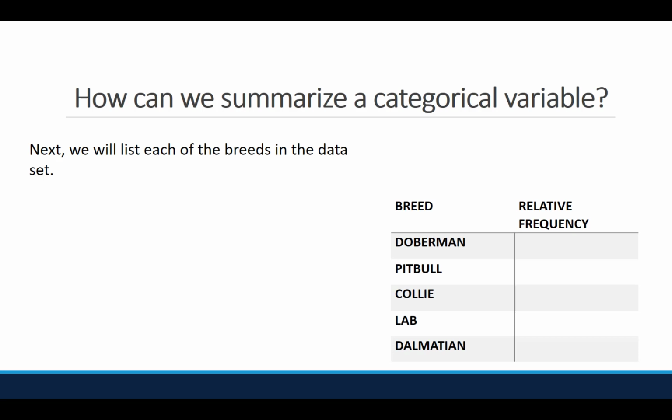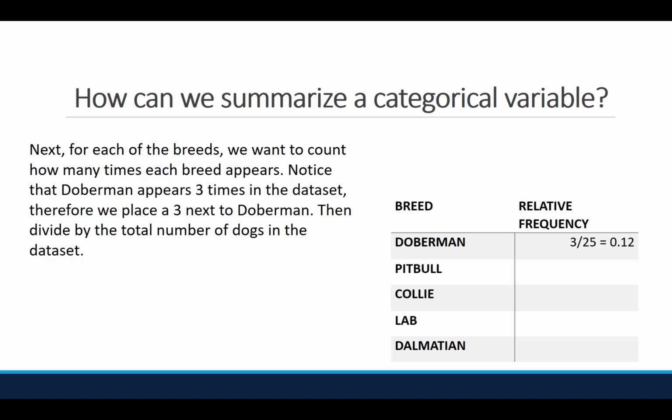Next, we list each of the breeds in the data set. Next, for each of the breeds, we want to count how many times each breed appears. Notice that Doberman appears 3 times in the data set. Therefore, we place a 3 next to Doberman, then divide by the total number of dogs in the data set, giving a relative frequency of 0.12.